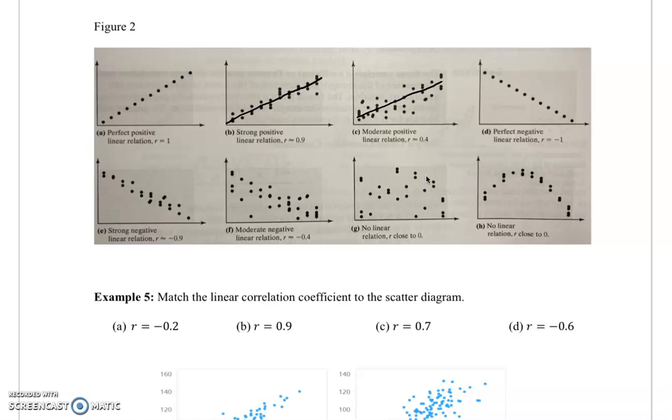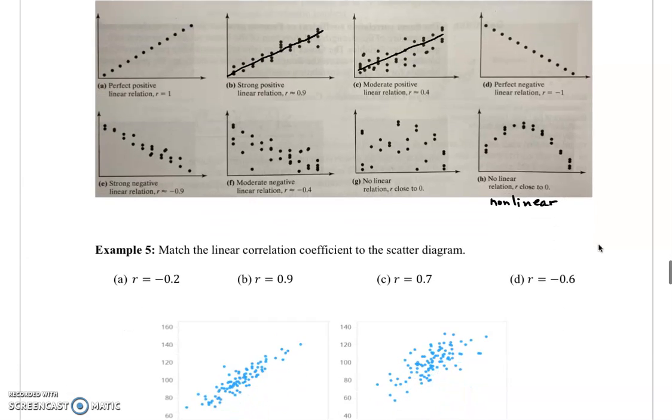If we look at G, there's no linear relation, and that's R being close to 0. If we look at H, that's also no linear relation because the R is close to 0. But this one, we would say it does have a non-linear relationship. But that's beyond the scope of this class.